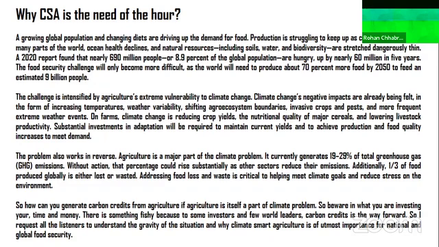There is something fishy about carbon credits, how they are being generated, and few investors and few world leaders believe that carbon credits are the way forward. So I request all the listeners to understand the gravity of the situation and why climate smart agriculture is of utmost importance for national and global food security.